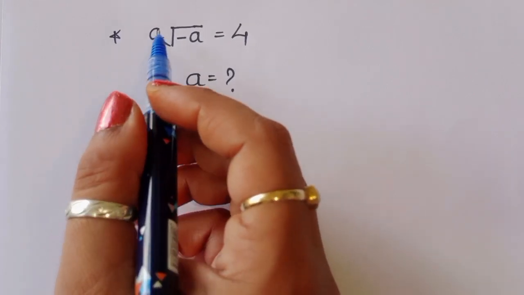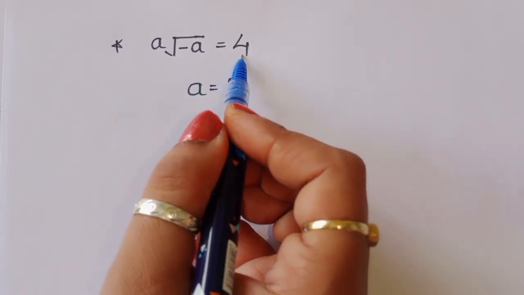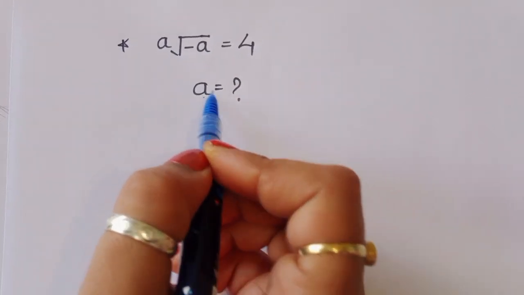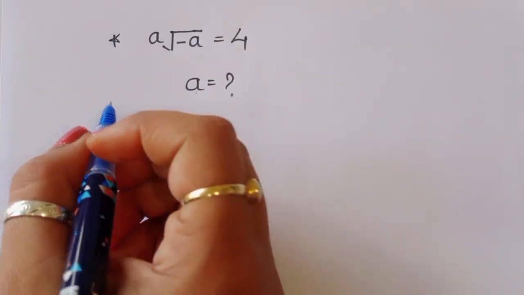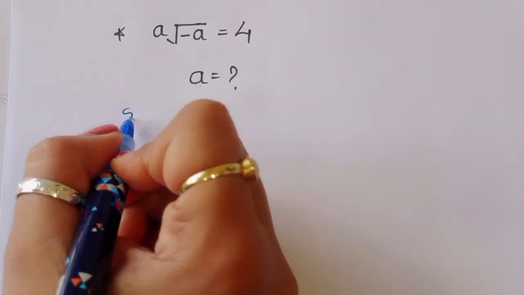The question is: given that the a-th root of minus a is equal to 4, we have to find the value of a. How can we find the value of a? Let's see the solution.